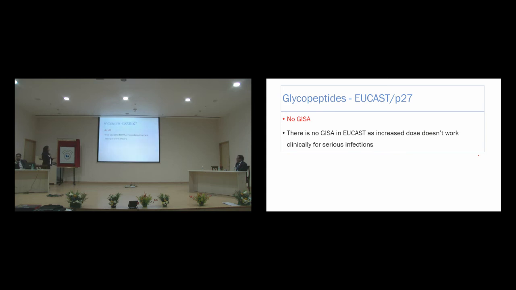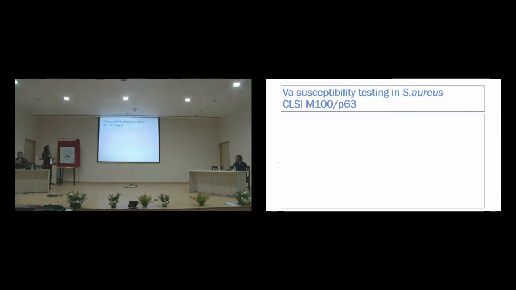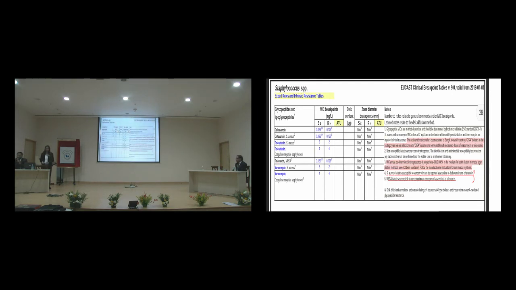This is the reason they give. There is no GISA in UCAST as increased dose doesn't work clinically for serious infection. So there is no categorization of GISA mentioned in UCAST. This is the explanation they've given. You can see here for vancomycin, less than or equal to 2 is sensitive. Anything more than 2 is resistant. There is no intermediate range at all for vancomycin. Also in UCAST, I means increased dose. They have a fixed approved dose for all I. Wherever it is not available, they have not used that word I.